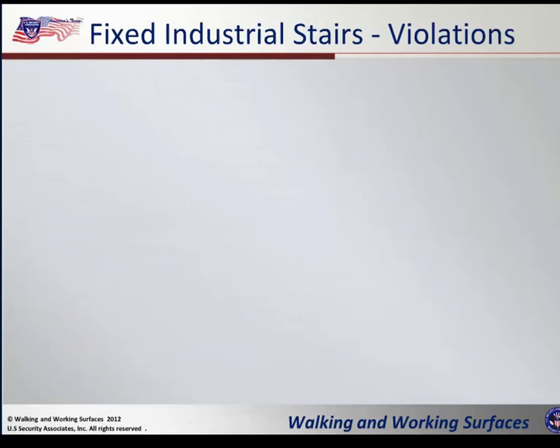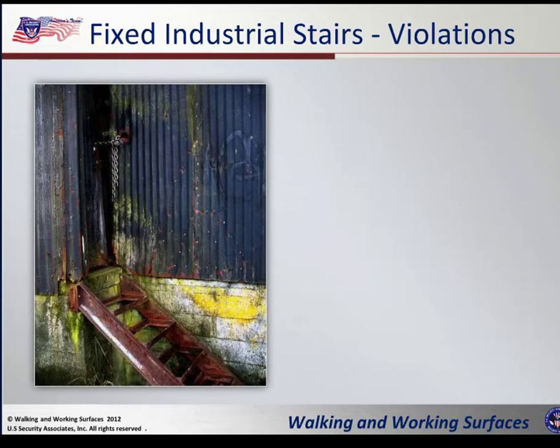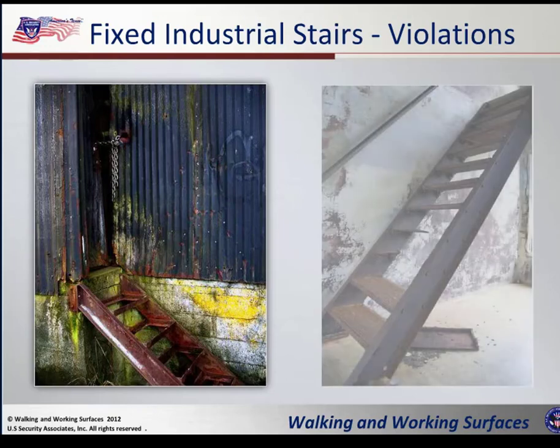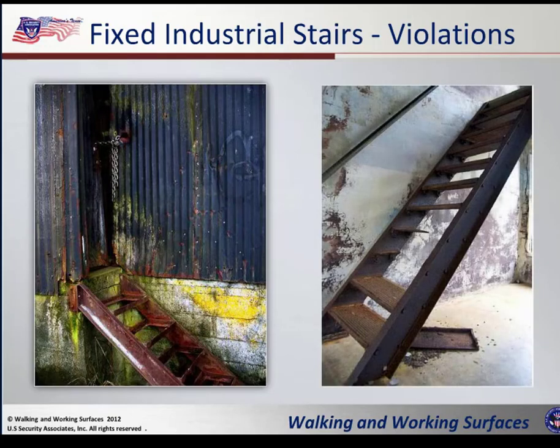Okay, let's look at some fixed industrial stairs violations. First one, as you can see, there's no handrail. Also, the steps themselves are missing. There's frames for them, but there's no stairs. People are going to fall right through. The second picture here, damaged treads, damaged stairwell stairs, no railing on the right-hand side. Again, this would be a complete violation.